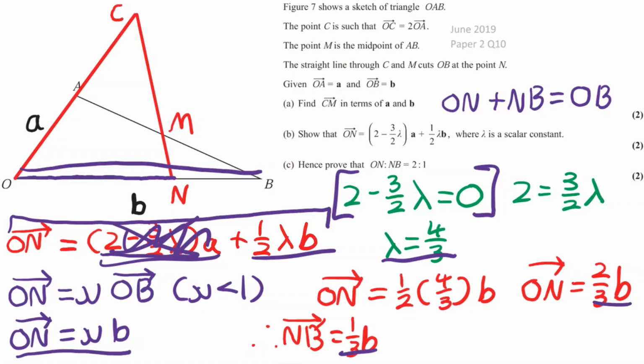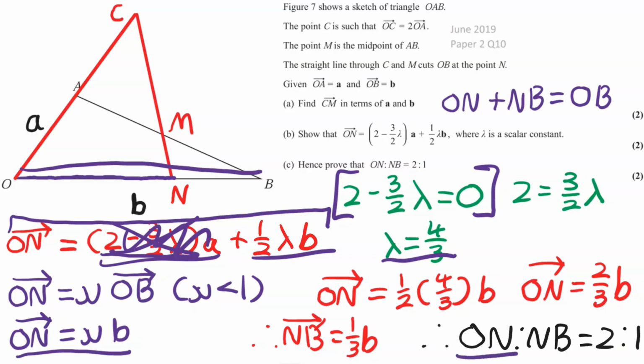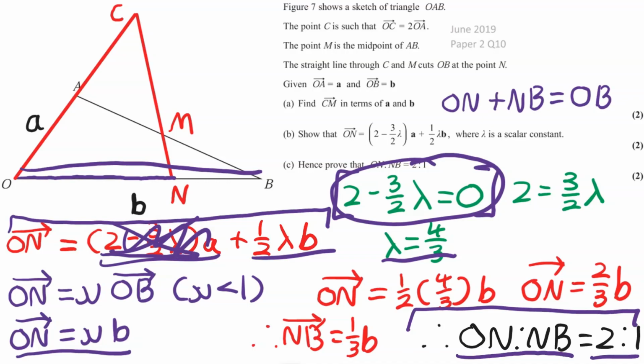When you add these two together, you get the entirety of OB. And you can see that 2 over 3 B and 1 over 3 B is a 2 to 1 ratio, because 2 over 3 is twice as big as 1 over 3. So therefore, the ratio between ON and NB is 2 to 1. As I said, I think this is quite a hard question, initially realizing this here, but that's how you prove you have this ratio.